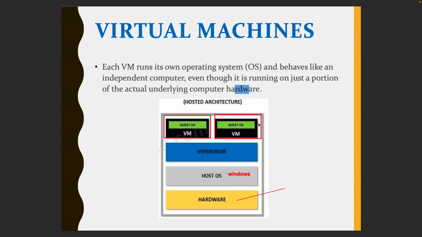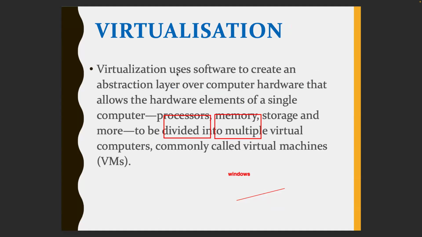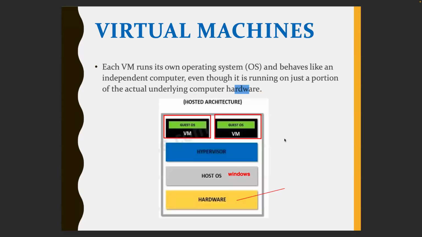Right? So that's how you can launch a virtual machine on your main operating system. That's what I was referring to some time back. This is nothing but the virtualization concept. It uses software to create an abstraction layer over computer hardware that allows hardware elements to run off a single computer: processor, memory, storage, and more. Meaning, see, this is your operating system, right? But it will consume the resources from the host. Meaning all the memory and CPU will be utilized from the host.